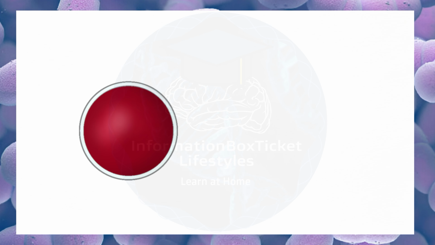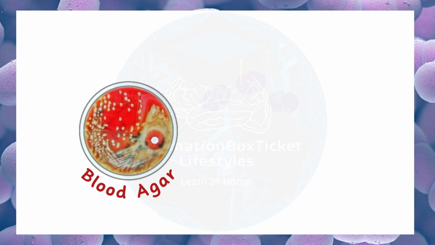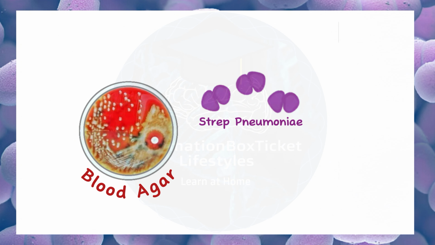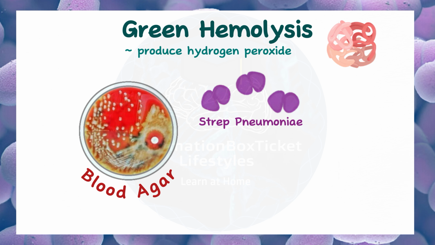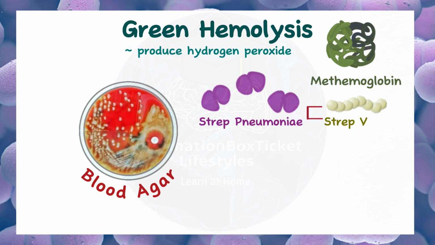When cultivated on a medium called blood agar, Streptococcus pneumonia colonies cause alpha hemolysis, also known as green hemolysis. This is because they produce hydrogen peroxide, which partially oxidizes the initially red hemoglobin in the blood agar to create green methemoglobin. Other Streptococcus species, such as Strep viridans, are also alpha hemolytic.